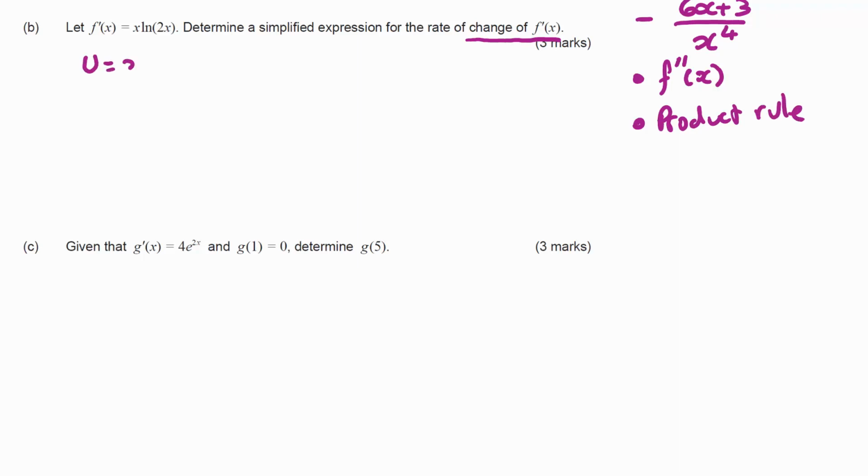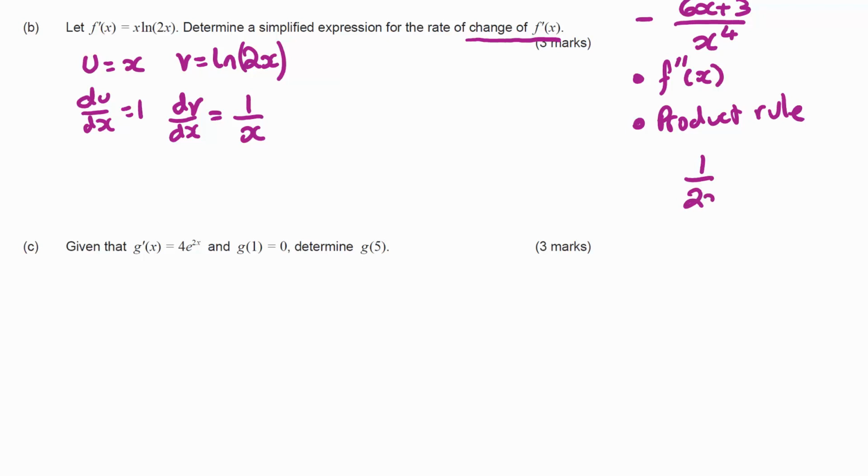So once again, we'll take u is x, and we'll take v is ln 2x. So du/dx here is going to be 1, and dv/dx would be 1 over x. So if you differentiate ln 2x, you get 1 over 2x, and then you multiply by the differential of the inside using the chain rule, and the 2's cancel, and you get 1 over x. So in actual fact, if you differentiate ln kx, where k is a constant, you're always going to get 1 over x because this is going to happen.